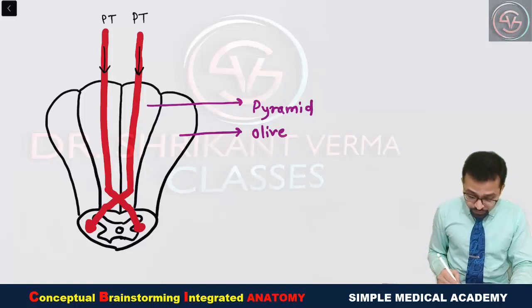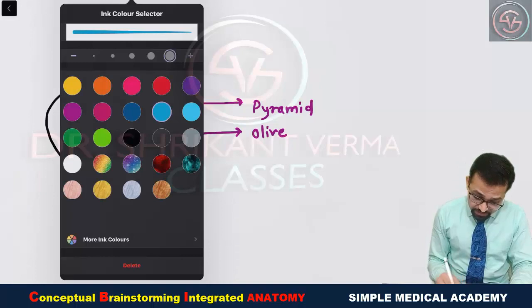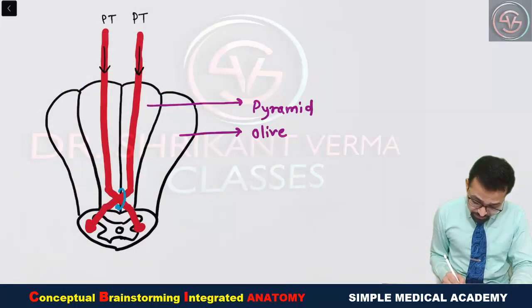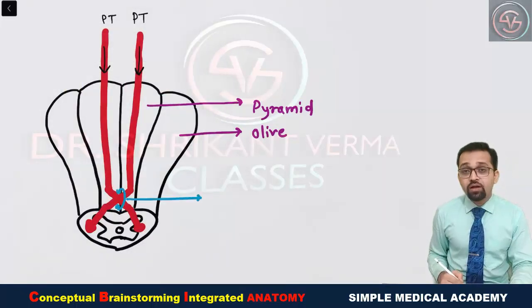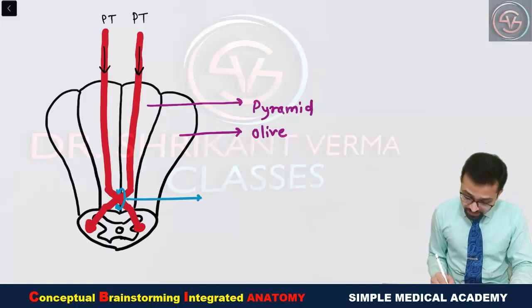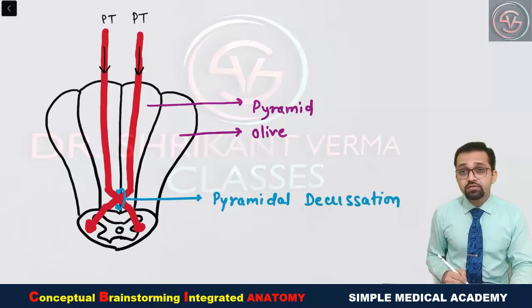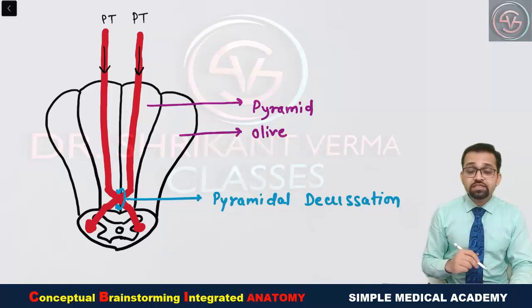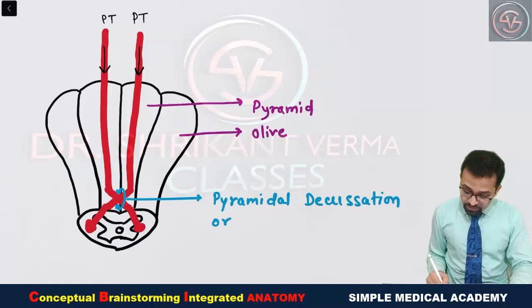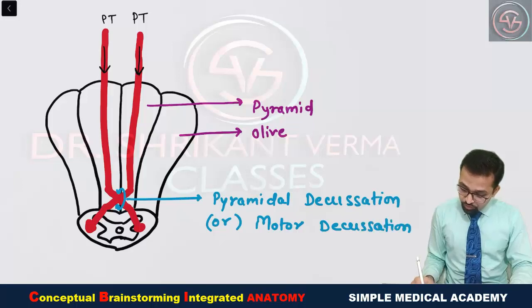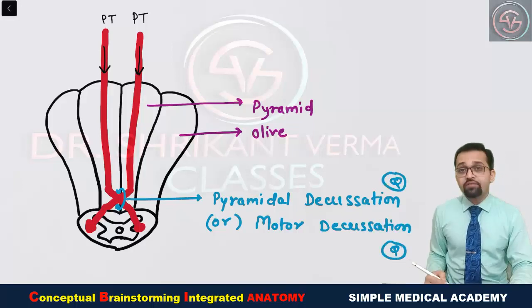You can also observe that these pyramidal tracts cross together at the midline, at the lower part of the medulla. This crossing of the pyramidal tract is known as pyramidal decussation. Because the pyramidal tract is the motor tract, this pyramidal decussation is also known as motor decussation. So this is a very important point as well as an MCQ for viva.